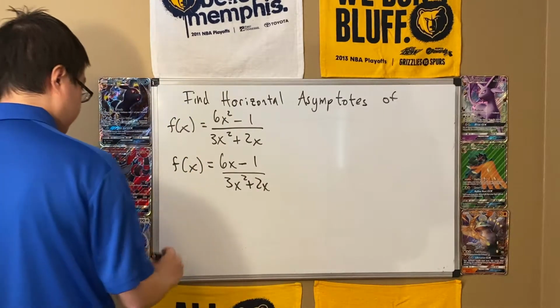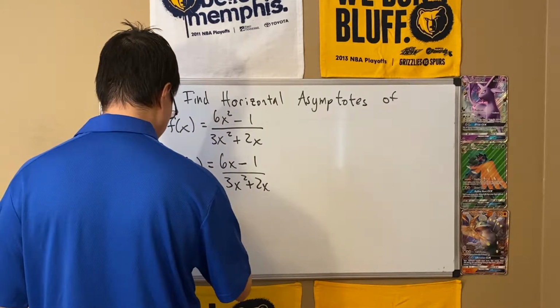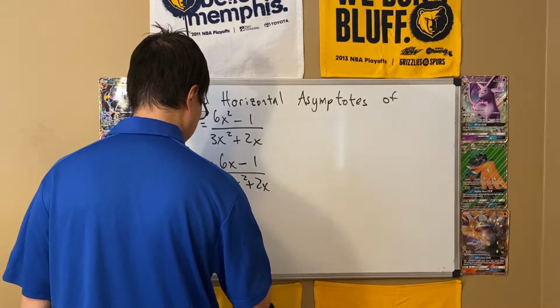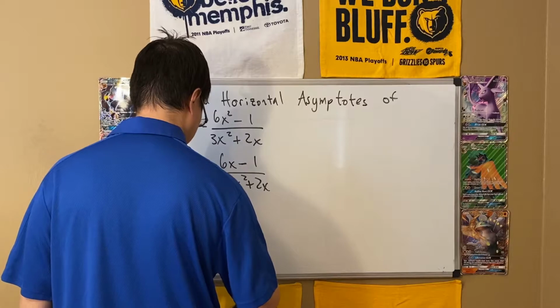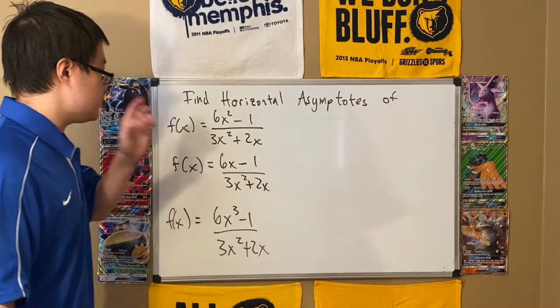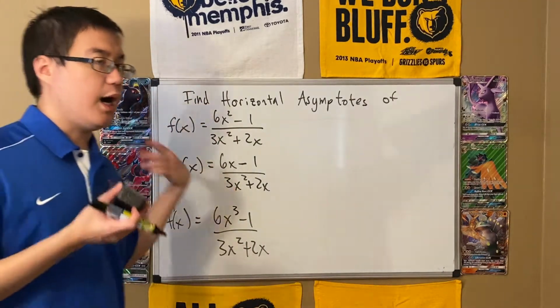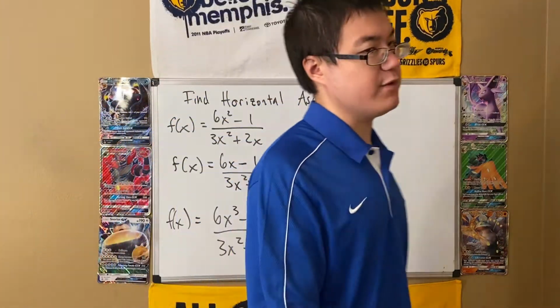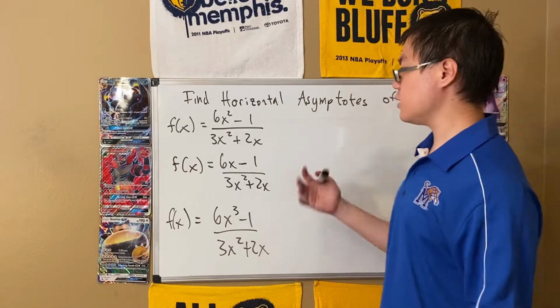And then finally on the bottom, the hardest one, we're going to have the numerator have the bigger exponent. So we're going to have this as 6x cubed minus 1 over 3x squared plus 2x. So again, in these questions, the only thing that's changing is the leading power, because that affects the heaviness as we talked about earlier in our previous video. But if you didn't watch that video, it's going to be fine.